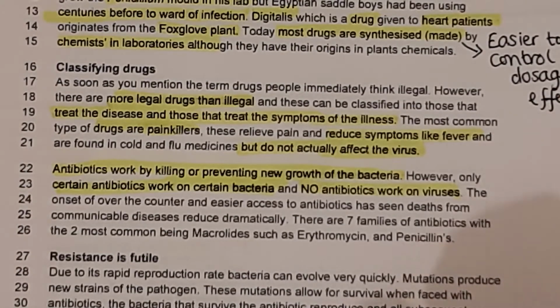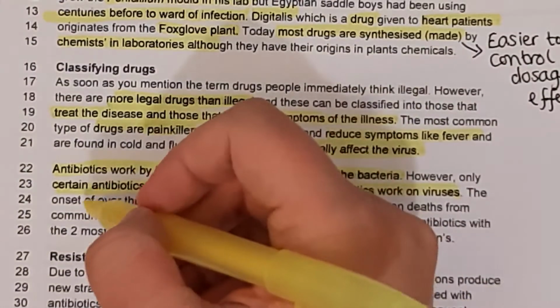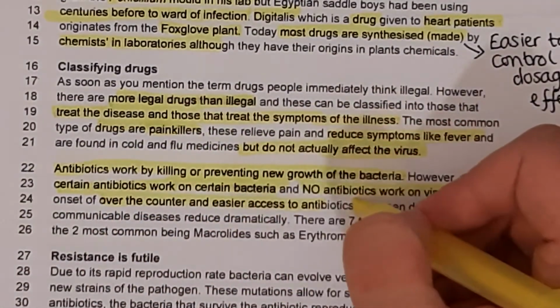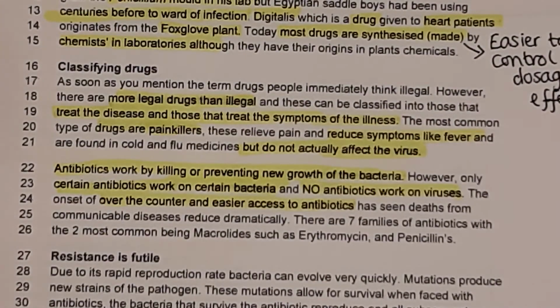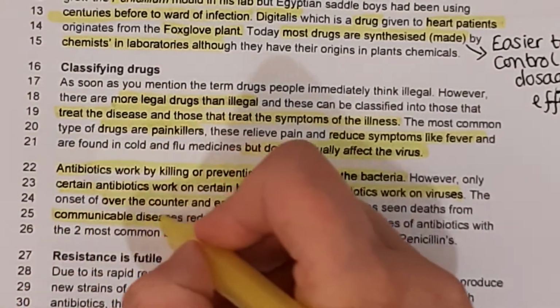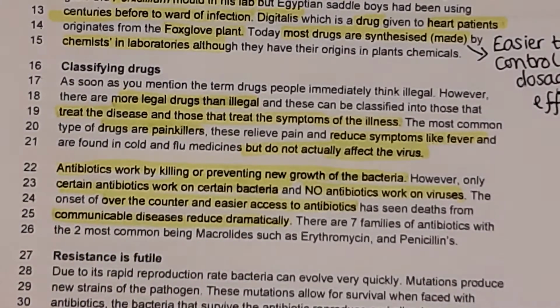And so the problem we have here is that getting over-the-counter antibiotics, or much easier access to antibiotics, has meant that people have been able to get rid of these communicable diseases much more easily. So you go to your GP, say, I've got an eye infection, I've got a throat infection, I've got a skin infection, and if they know it's a bacterial one, they'll give you antibacterials, antibiotics, to kill them.